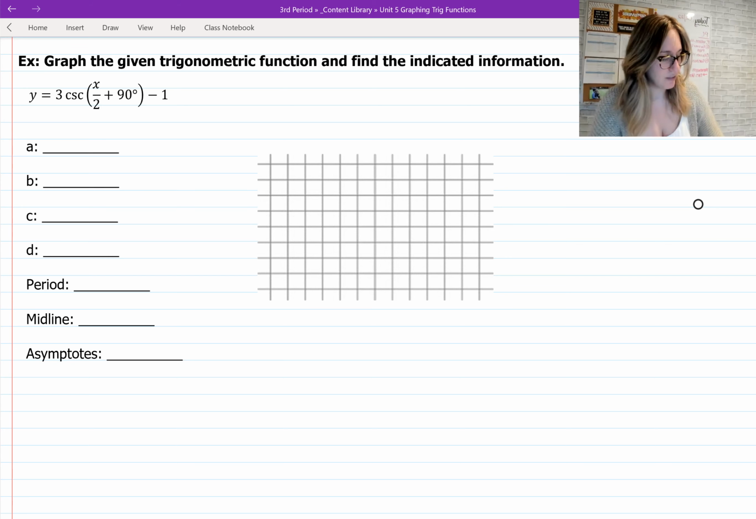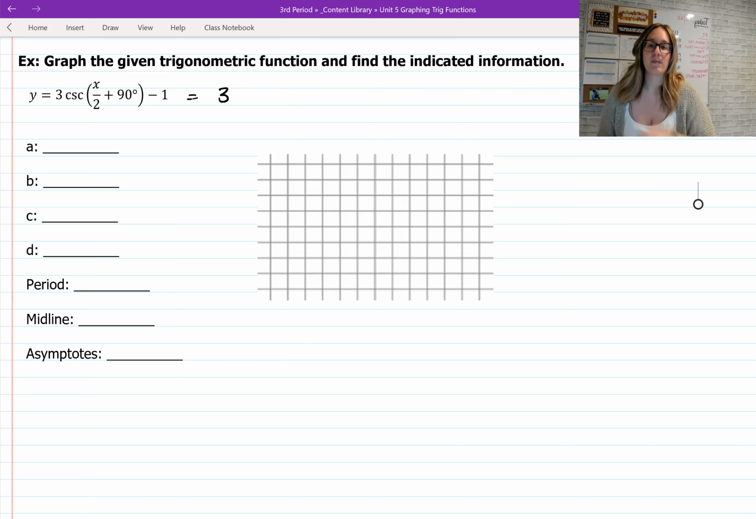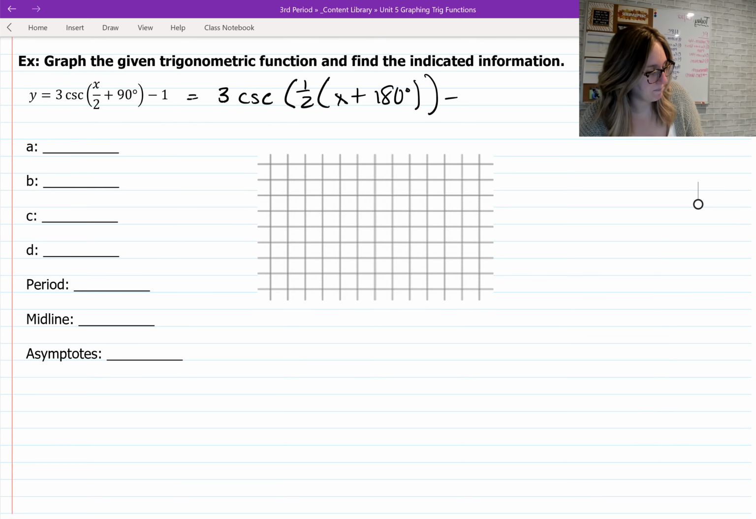All right, so let's pull out our b value first. First I'm going to rewrite this with my b value pulled out. So this is 3 cosecant of 1/2 x plus 180, minus 1. Remember, you're taking 90 and dividing it by 1/2 because you're pulling out 1/2, and that gives you 180, because it's like multiplying by 2, right?